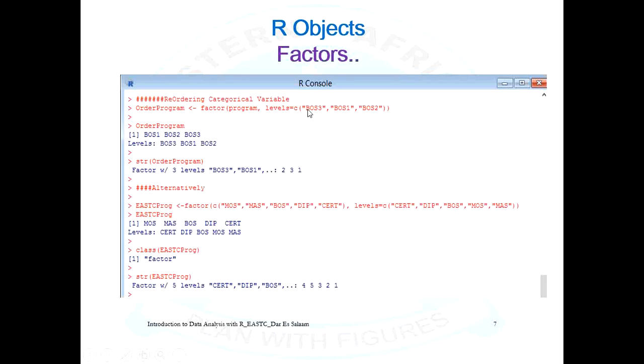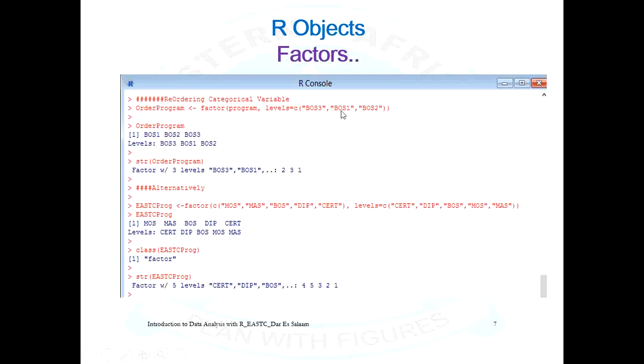Levels C, then in brackets we specify the order in which we want our values to be assigned. By default, R assigns levels in ascending order. So box 1 was the first one, if you remember, box 2 was the second, and box 3 was the third. Now for instance, we wish to change the order. So we have to change the order.